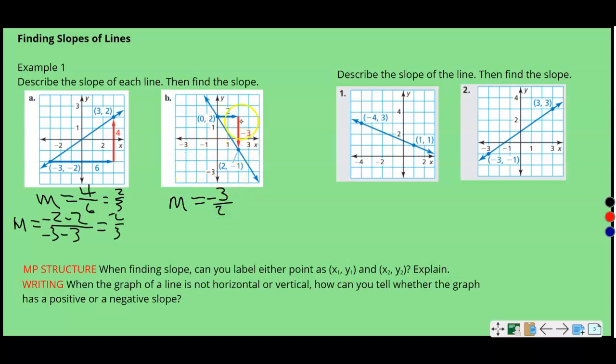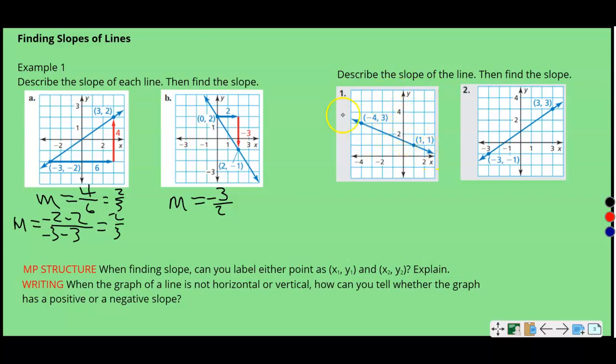Remember, it's always the vertical over the horizontal. It's the change in y's over the change in x's. All right, same thing, you can use the points to determine the slope as well. But since that's easy to determine, we're going to go on to the next example here. All right, so describe the slope of the line, then find the slope.